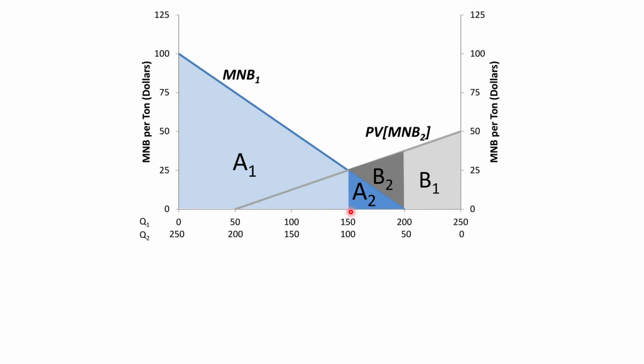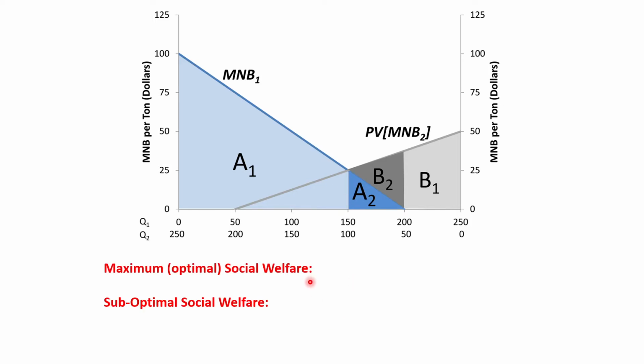What we can see is the social welfare in the first generation. The maximum social welfare for both periods is all of the area under the curve: A1, that's the first period, plus A2, and then B1 and B2. The parenthesis here is what the second period consumes. That's the benefit to them.